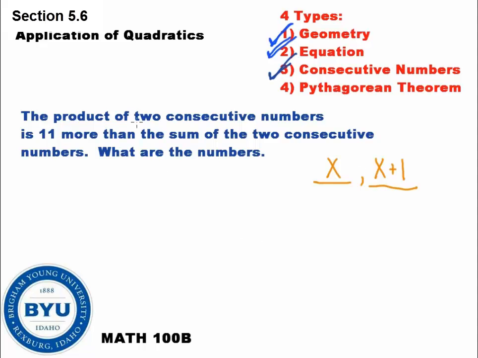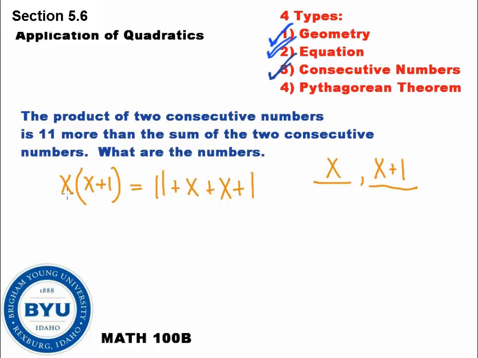So it says I've got the product of two consecutive numbers, so that means multiply them together. I've got x times x plus 1. The product of two consecutive numbers is always equal to 11 more than the sum of those numbers. Okay, so sum means addition of these numbers, so 11 plus x plus 1. Okay, sweet. So now I need to find what those numbers are.